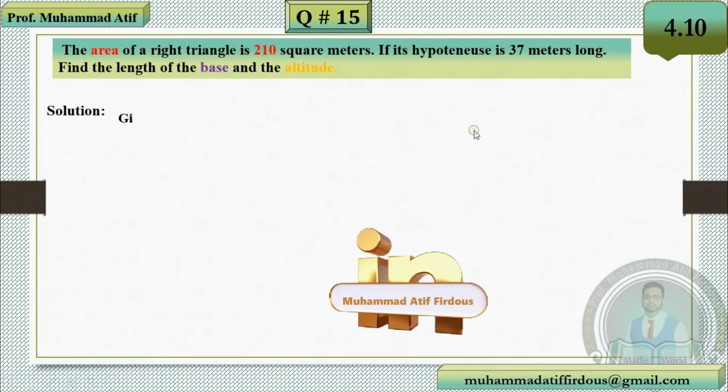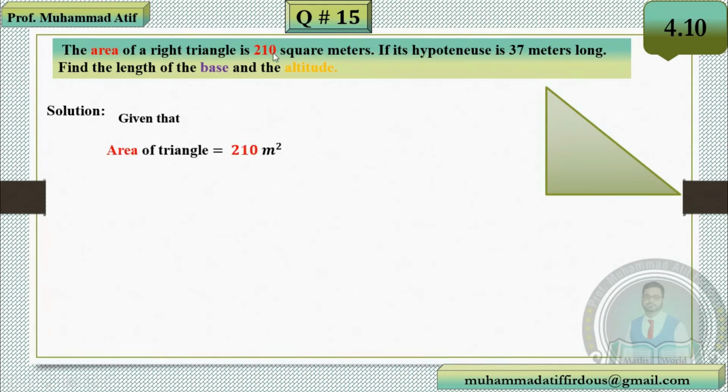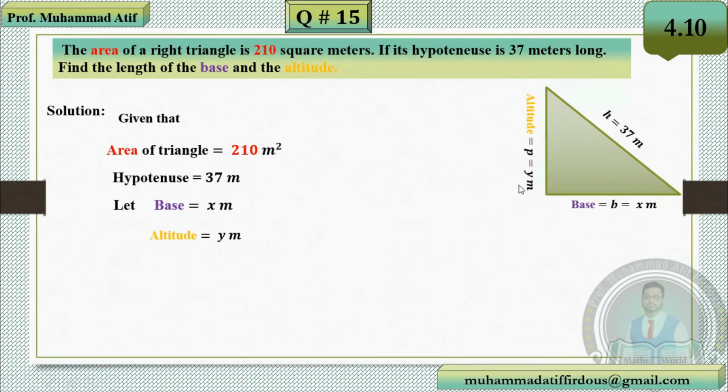So first we start with, given that it's a triangle, the area of the triangle is equal to 210 square meter. Then the hypotenuse must be 37, again given in your statement. We suppose that our required base is equal to x, and our altitude is equal to y. You can see this on your diagram as well. This is your base, this is your hypotenuse, this is your perpendicular. So make a diagram respective to the given conditions.